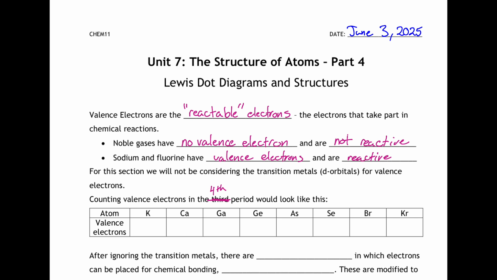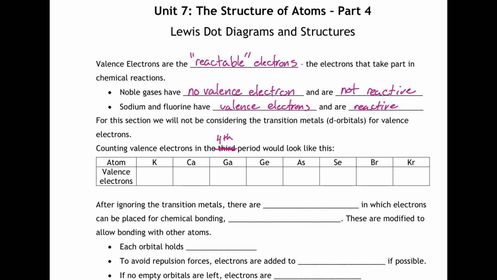Row 4 starts with potassium. But either way, we're skipping the transition metals because all those ugly ones in the middle follow different rules anyways. So we're just going to skip the middles. And we can count our valence electrons kind of looking like this. They go up by column. So potassium, 1 past argon, has 1 valence electron. And calcium is going to have 2 valence electrons.